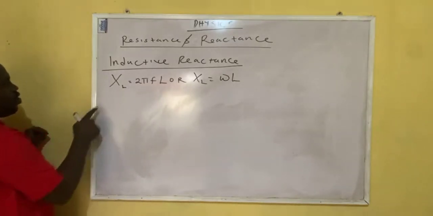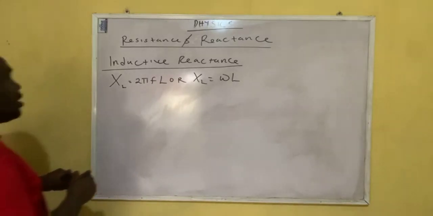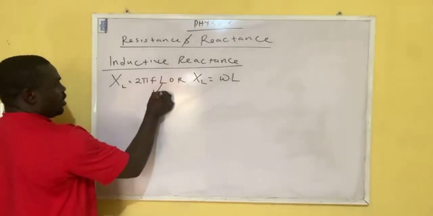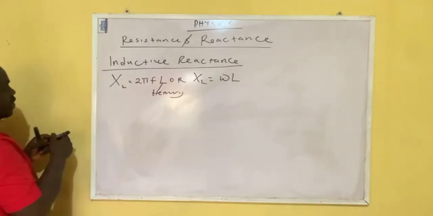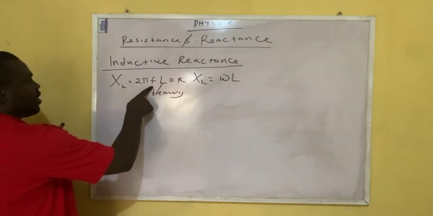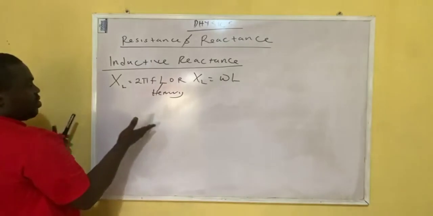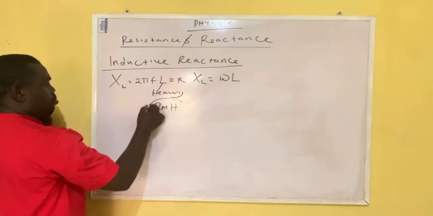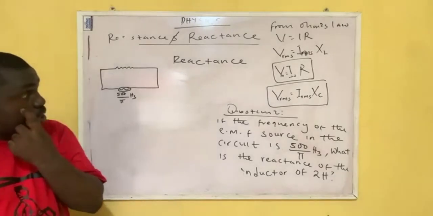Now, this inductive reactance, it's important. This L is given in Henry, that is your inductance or inductor. This is your frequency, and so when they give you inductor, or your inductance, the question will just come. They could say, where the inductor is 2 milli. Okay, I'll continue from here.